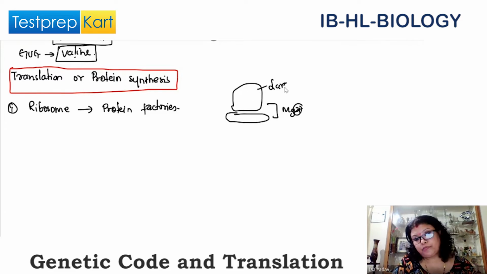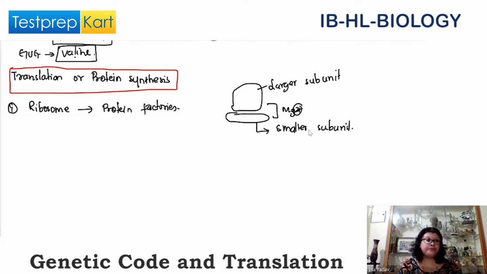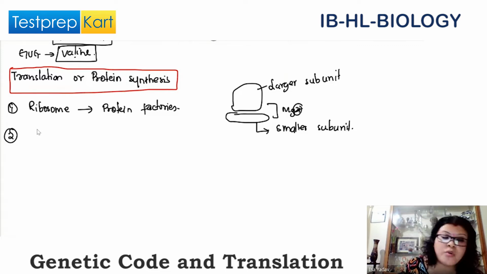Magnesium ion will keep the two subunits of the ribosome attached together so that protein synthesis can be completed. This is the larger subunit. This is the smaller subunit. Now we will try to understand how the process of protein synthesis occurs. So we need the ribosome. Secondly, we need the enzymes for protein synthesis.